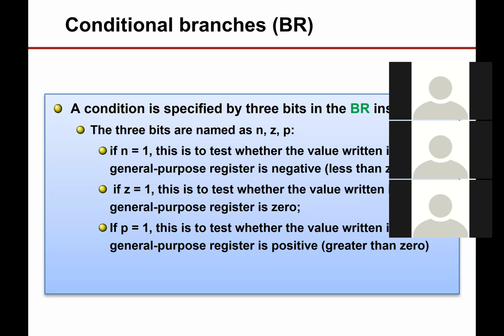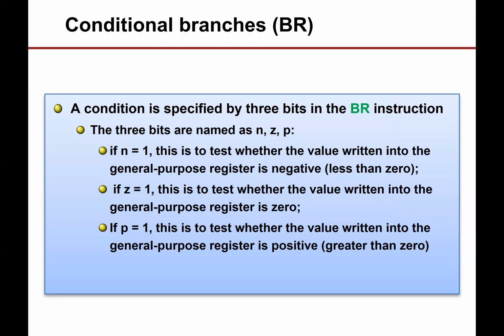So the lowercase NZP. If n, you can set n equals 1. This is to test whether the value written into the general purpose register is negative. If z is set to 1, this is to test whether the value written into the general purpose register is 0. If p is set to 1, this is to test whether the value written into the general purpose register is positive.